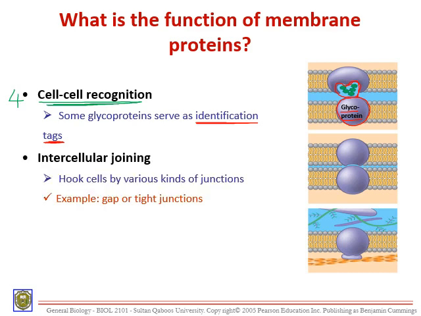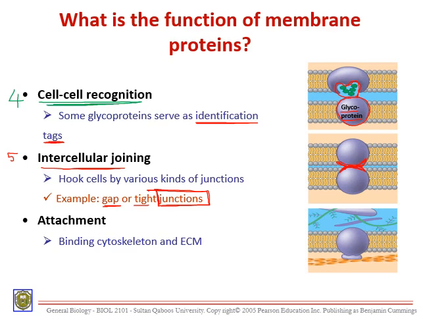The fifth function of membrane proteins is intercellular joining, which means joining or attachment between one cell and another. It basically acts as a hook that joins two cells together. We are going to talk about this later when we talk about gap or tight junctions. Remember, this is the last topic of our lecture today. We're going to talk about junctions in detail.